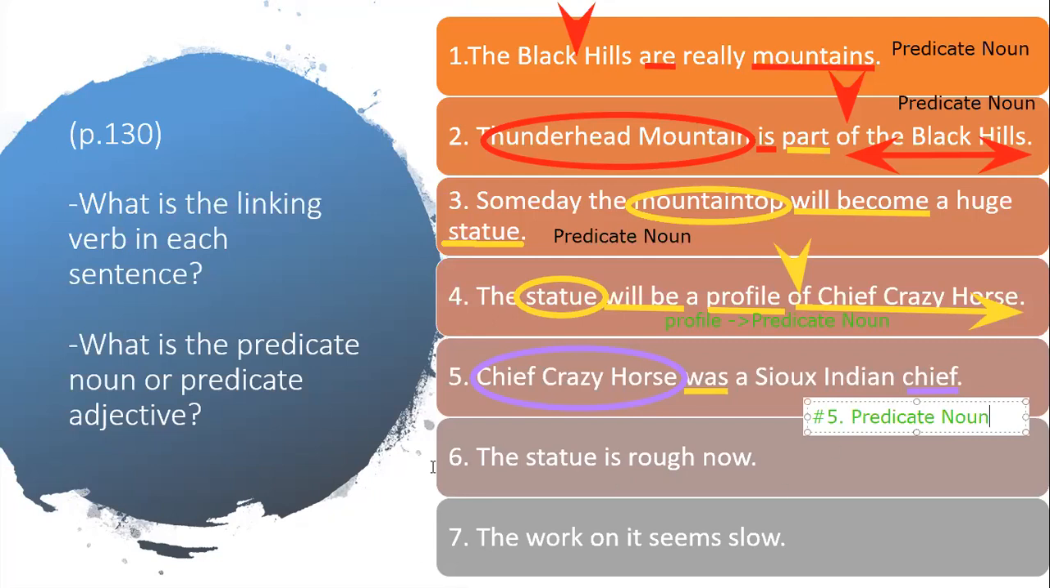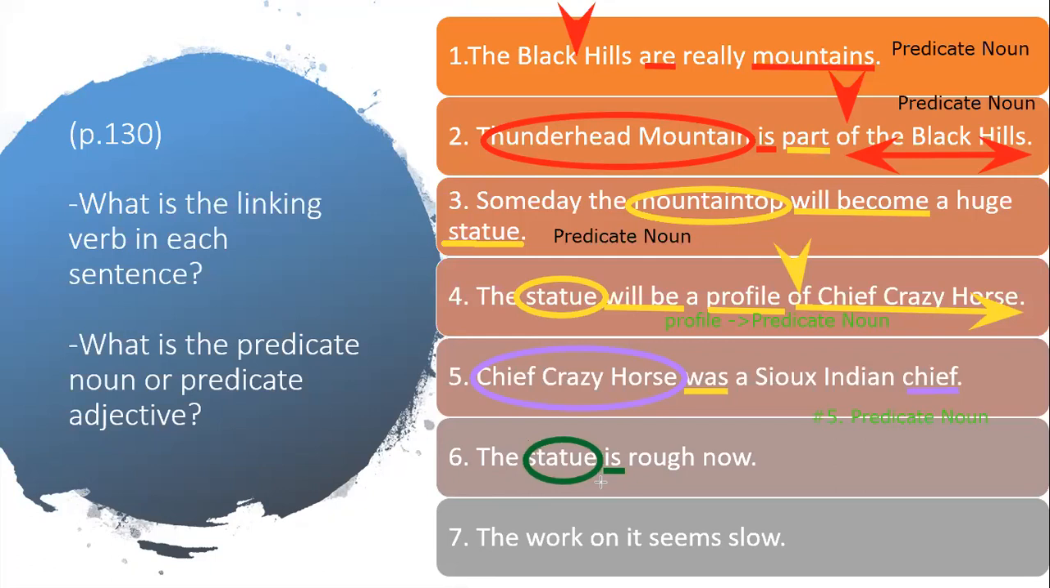Let's go to number 6. The statue is rough. We identify the verb, which is, right? If you are still unable to identify the verb, look at your list of 21 linking verbs, okay? And you need to memorize it because you will be quizzed on that, okay? Awesome. We go ahead and we identify the subject. Who or what is this about? We're talking about the statue.